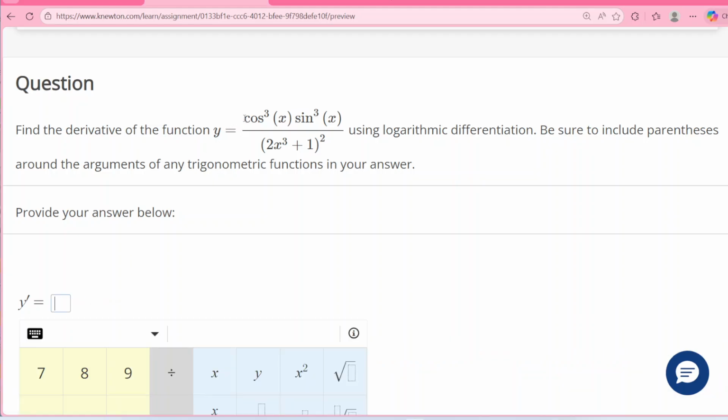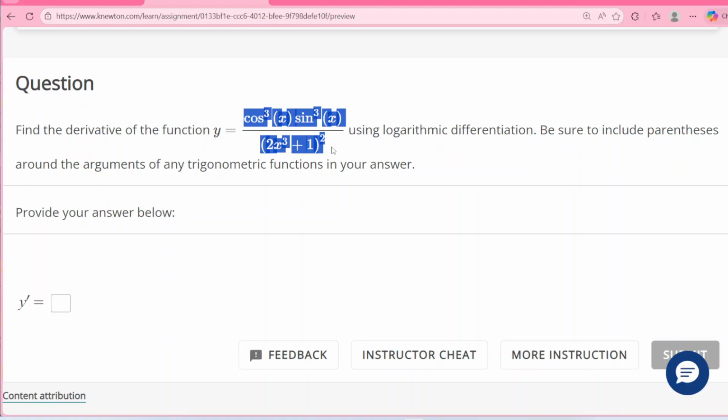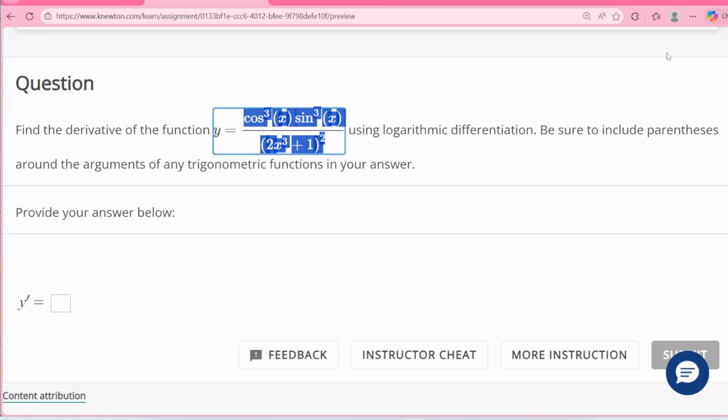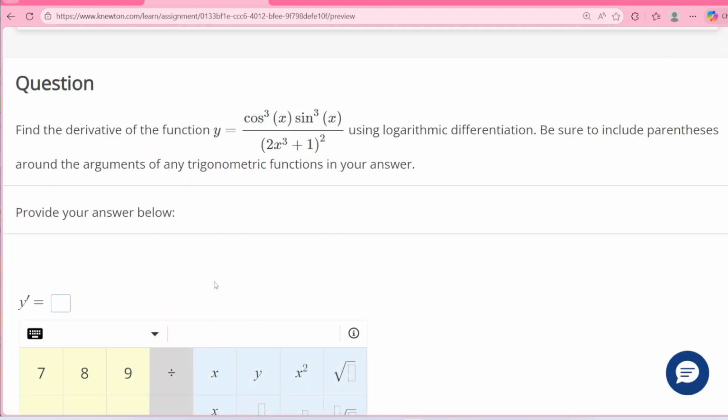I wonder if I can just copy and paste the original y. I don't know if this will work. Okay, never mind. All right, so I'll type it in. Thought I could take a shortcut there.